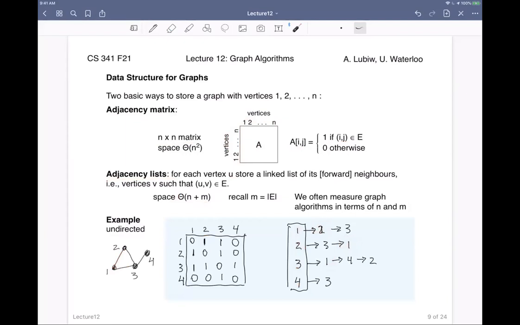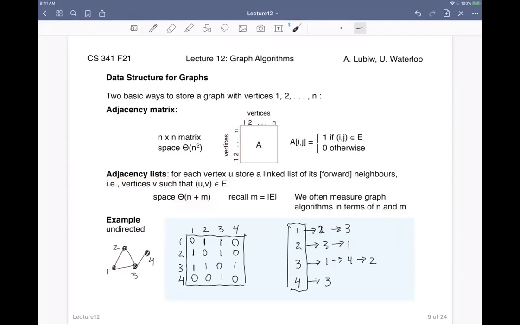And as I mentioned before, the number of edges in a graph can be anything between 0 and n squared. So to capture this variability, we often measure graph algorithms in terms of both of these parameters, n and m. And so it's nice to say, okay, the space is order n plus m, and that's the smallest that it can be. I have n vertices, I have m edges, that I need at least that amount of space.